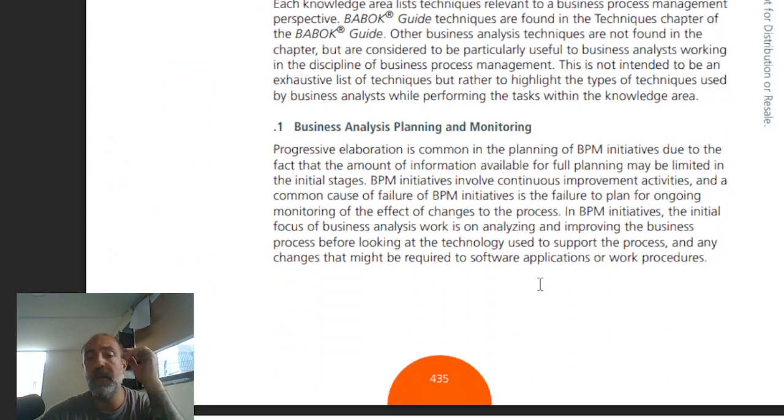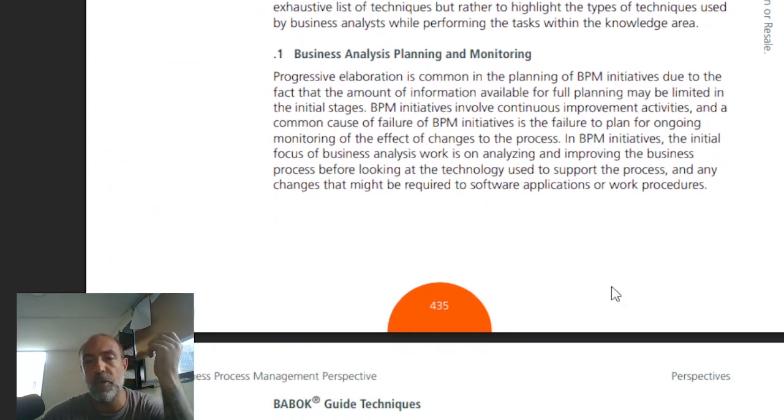So for business analysis planning, progressive elaboration is common in the planning of BPM initiatives. Progressive. Why? Because you don't just figure out the process. Nobody does. And the amount of information available for full planning may be limited in the initial stages. BPM initiatives involve continuous improvement activities, and a common cause of failure of BPM initiatives is a failure to plan for ongoing monitoring of the effect of changes to the process.